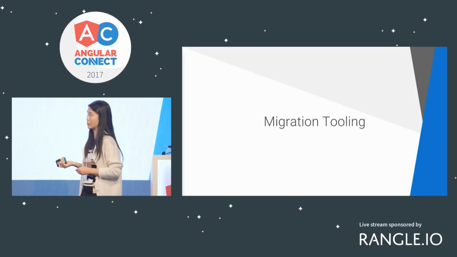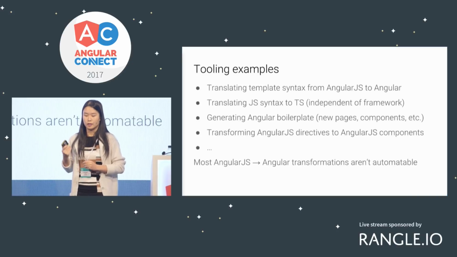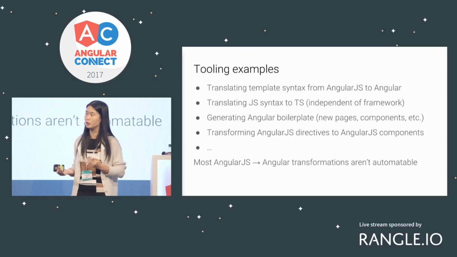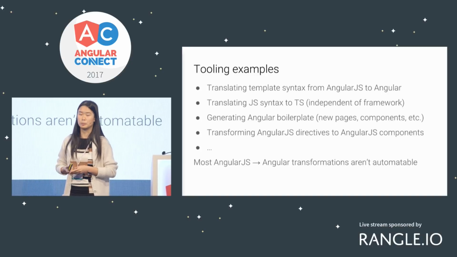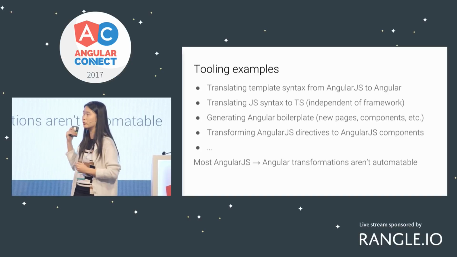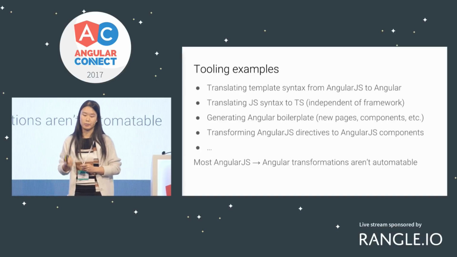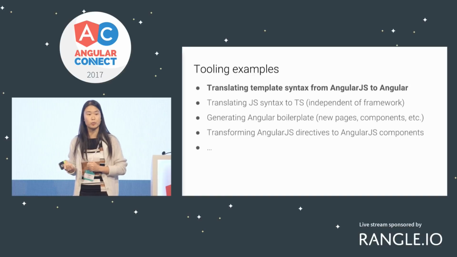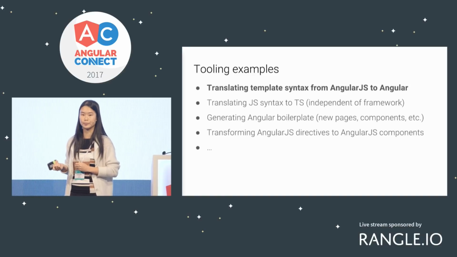So let's talk about that migration tooling. Again, there's many types of tooling you can write. My first disclaimer is that you're probably not going to be able to tool away your entire migration. It's not just going to magically do it for you, but it will do parts of it. So we've explored almost all of these types of tooling, but the one I want to focus on here that's most relevant to the UI library is translating template syntax from AngularJS to Angular.